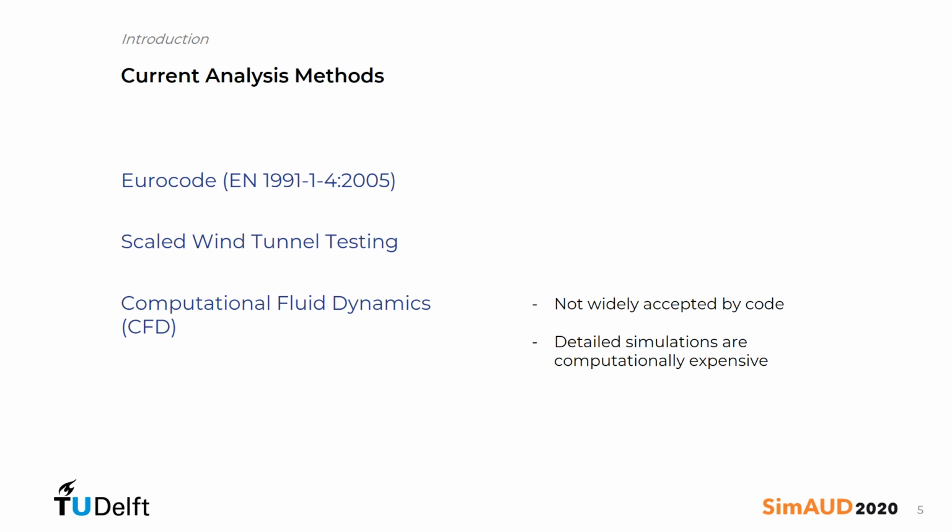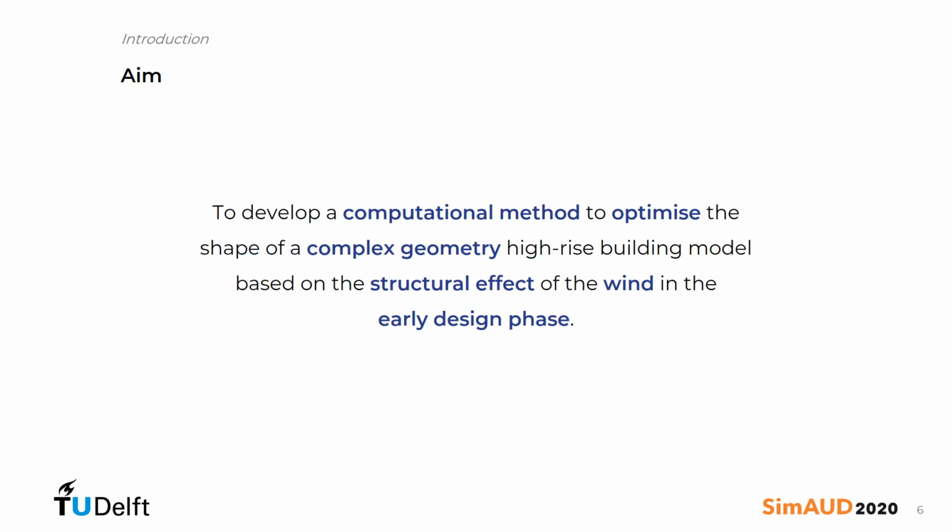Computational fluid dynamics is the most promising since it allows one to digitally analyze the wind flow and its effect on a building. However, it's not very widely accepted by building codes around the world, and when it is typically done now, the focus is on absolute accuracy, leading to detailed simulations which can be very computationally expensive.